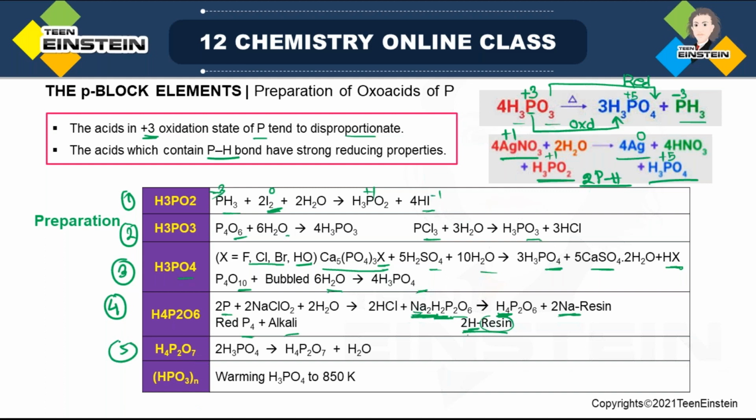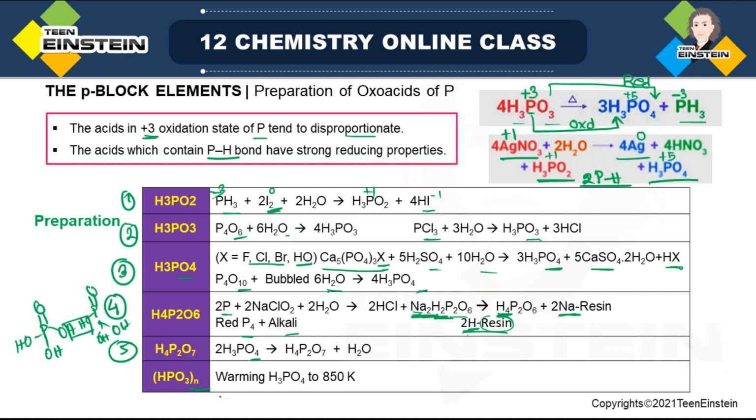Next, oxoacid H4P2O7. You can make it starting from H3PO4, with 2 H3PO4 in a condensation type of reaction. One water molecule is removed. Writing the structure of H3PO4 and another molecule, if you remove a water molecule, you get a P-O-P linkage, which is basically this H4P2O7.